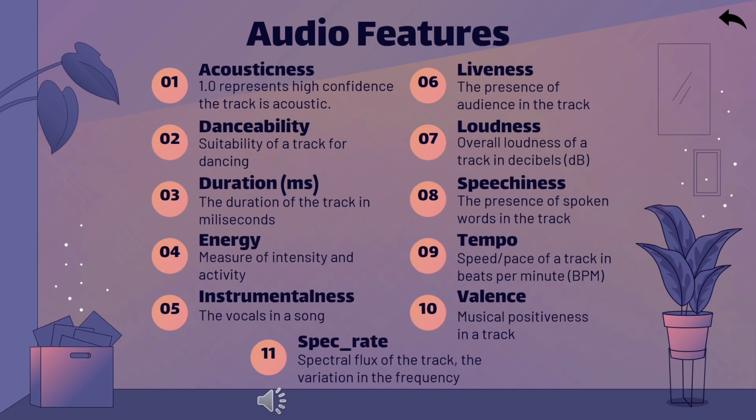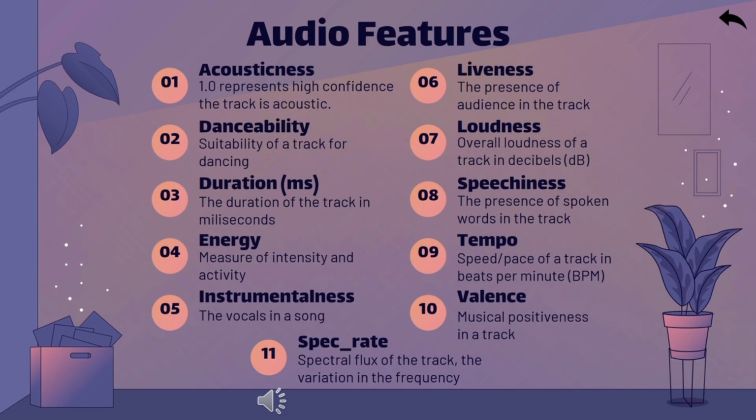The first feature is acousticness, where the value ranges from 0 to 1, where 1 represents high confidence the track is acoustic. The second feature is danceability. It is the suitability of a track for dancing. The third one is the duration of the track in milliseconds. The fourth one is energy, where it measures the intensity and activity of the song.